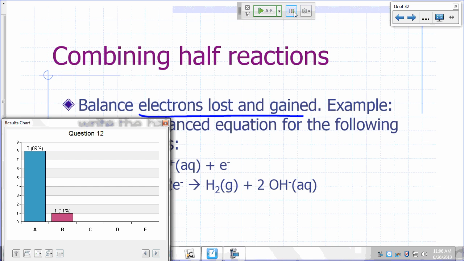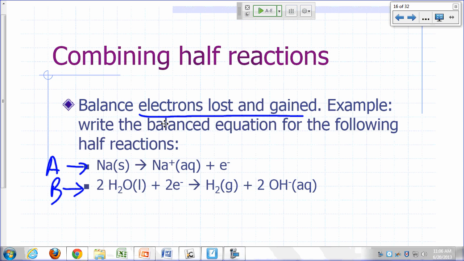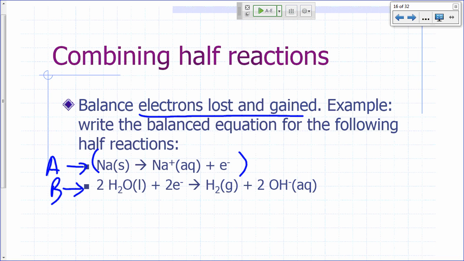Okay, correct answer is A. Loss of electron is oxidation. So this has a loss of 1 electron. This has a gain of 2 electrons. So every time A happens, that only involves 1 electron. B can't happen because B only needs 2 electrons, right?